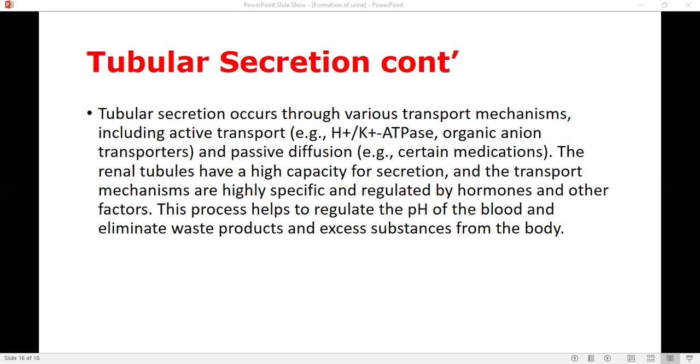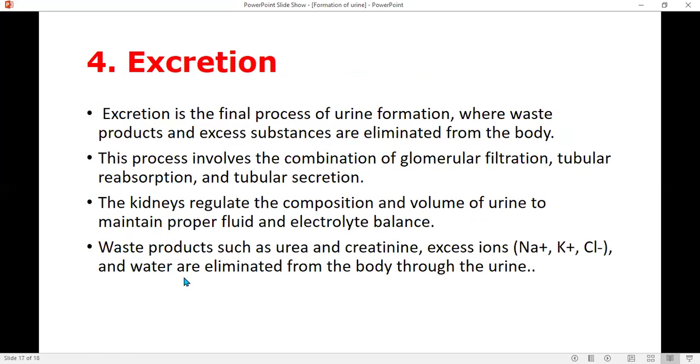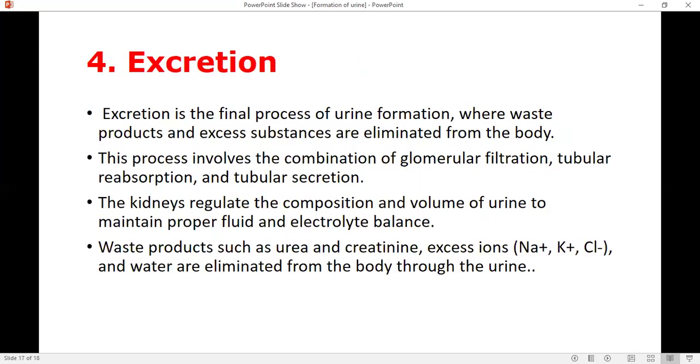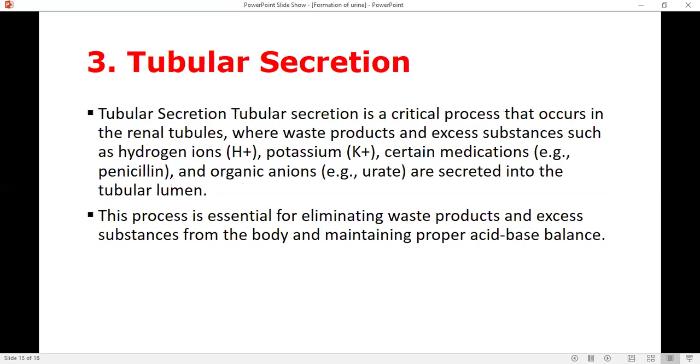So the question, a question on tubular secretion. You said that the removal of toxic substances such as potassium, certain meds, organic anions, into what? Like, I didn't get. Okay. So into what are they moving?